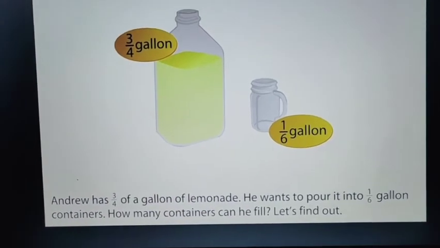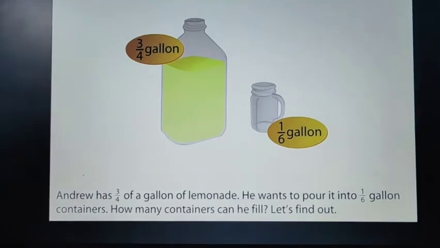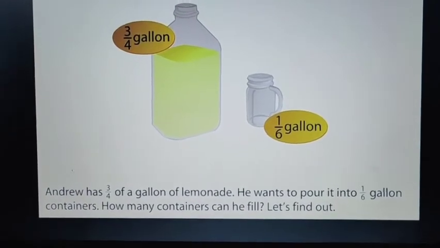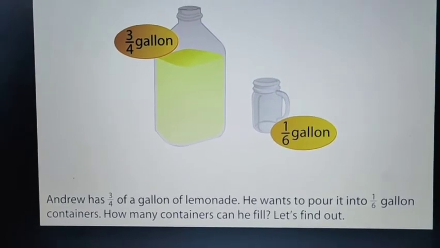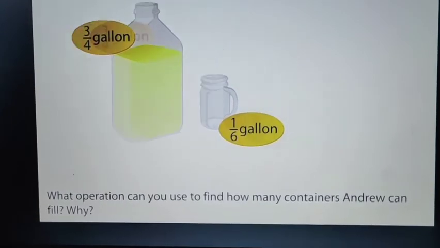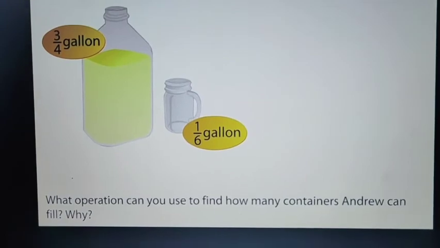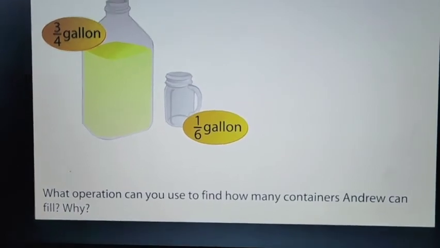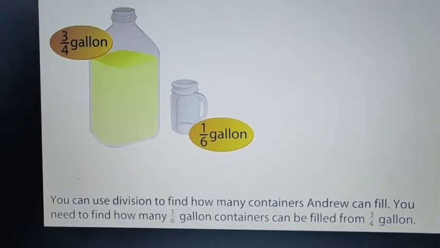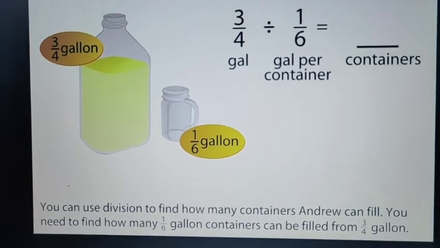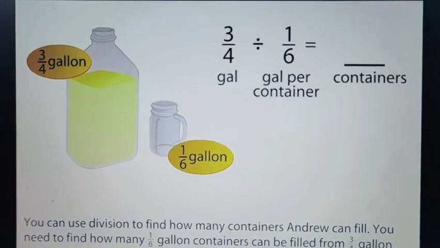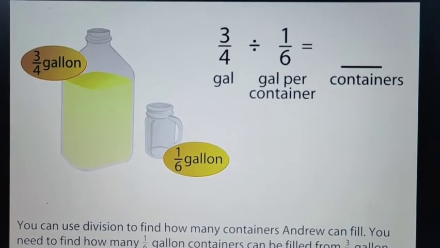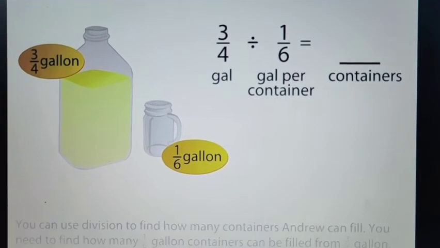Andrew has 3/4 of a gallon of lemonade. He wants to pour it into 1/6 gallon containers. How many containers can he fill? Let's find out. What operation can you use to find how many containers Andrew can fill? Why? You can use division to find how many containers Andrew can fill. You need to find how many 1/6 gallon containers can be filled from 3/4 gallon.